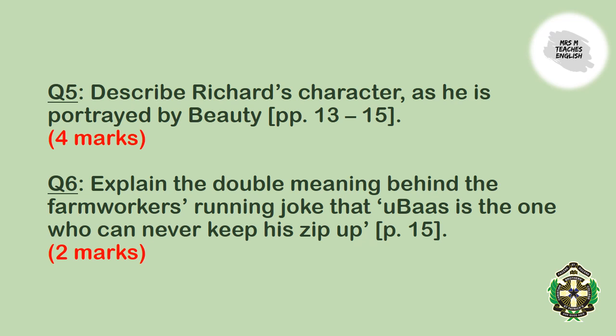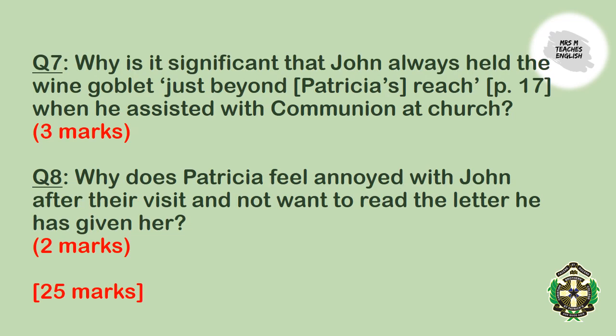Question 5 requires you to start your character notes on Richard, while question 6 alludes to the predatory sexual nature of Richard. The reference to the symbols and rituals of Christianity in question 7 should alert you to look out for more of these throughout the novel. The final question hints at the unsatisfactory nature of the relationship between Patricia and her lover, John.